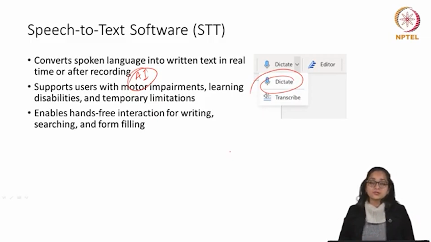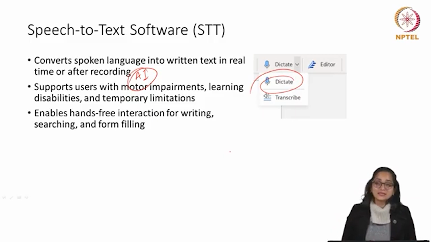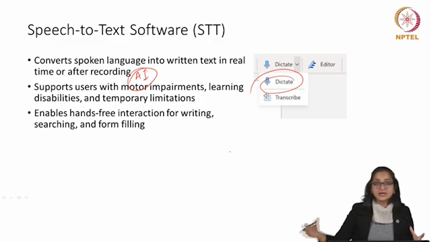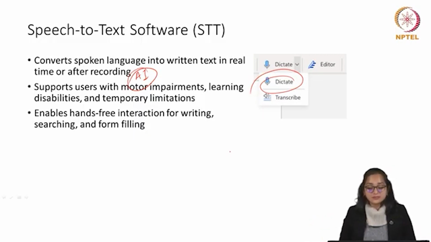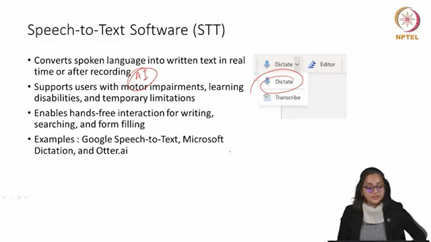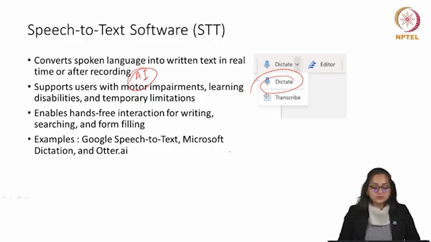It also enables multitasking in a lot of situations where people with no disability can also utilize this assistive technology when they're working at multiple things at the same time, and they can just keep dictating. It's almost like a secretary taking notes. Good examples are Microsoft Dictate, Otter AI, and Google speech to text algorithms.